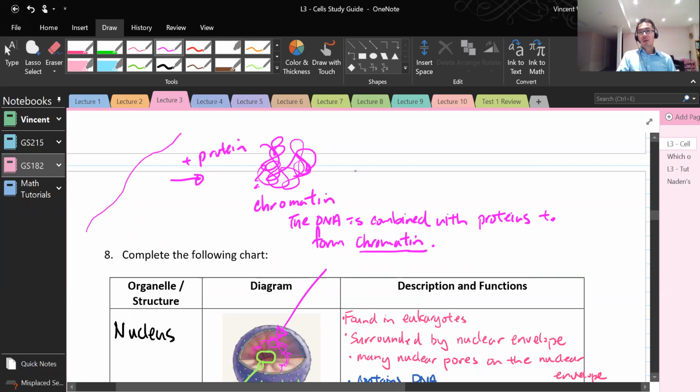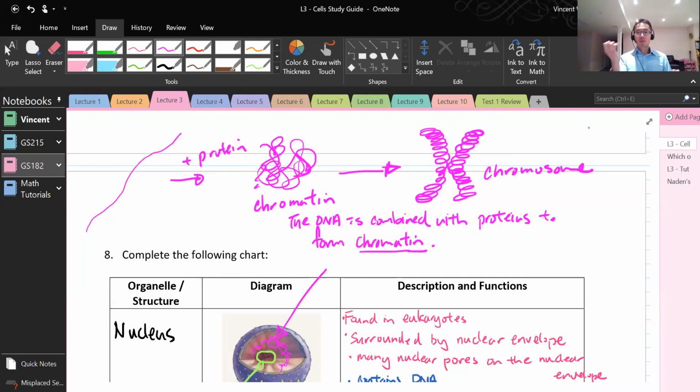And then when you are ready to divide, when the cell is ready to undergo mitosis, it will continue to condense further, and then it will form the structure that we are all familiar with, what we see in textbook diagrams. This is the chromosome. Chromatin and chromosome are essentially the same thing, but the chromosome is much more condensed. It's easier to move them around without breaking them when it's really condensed.